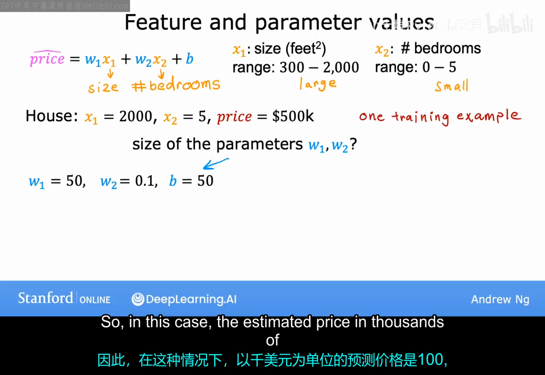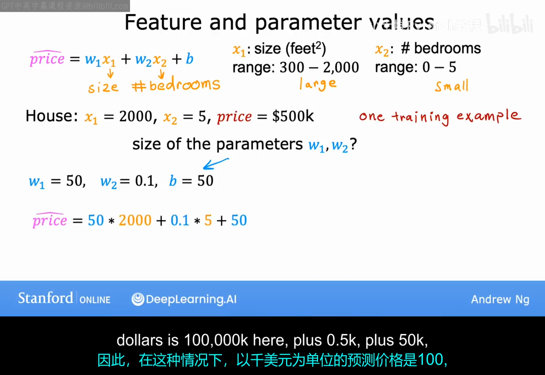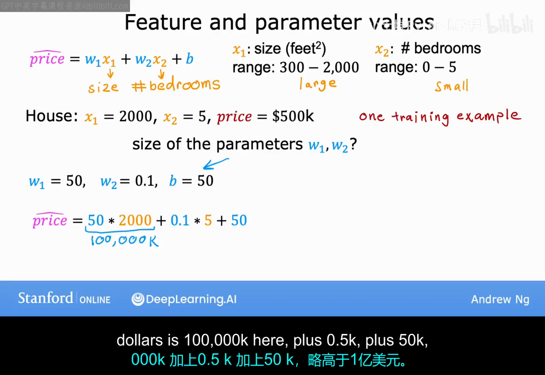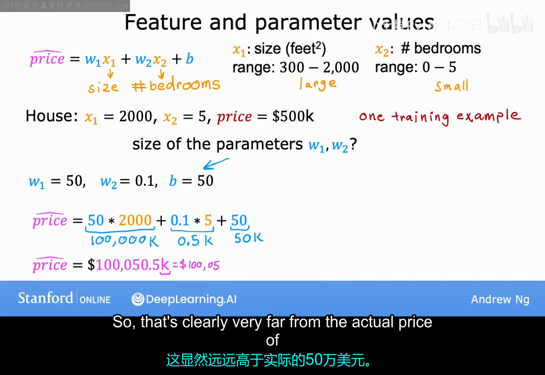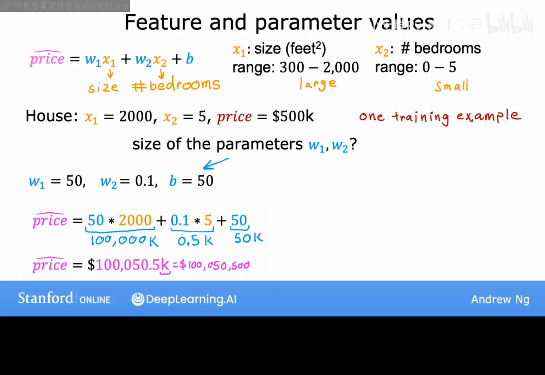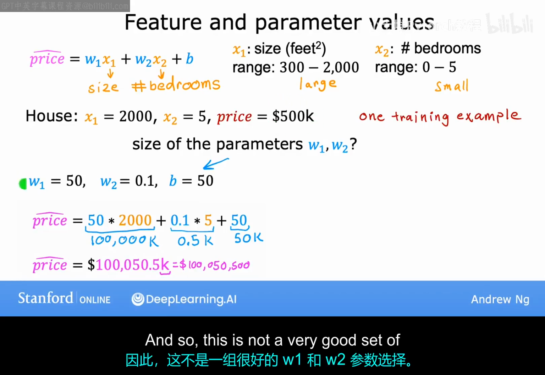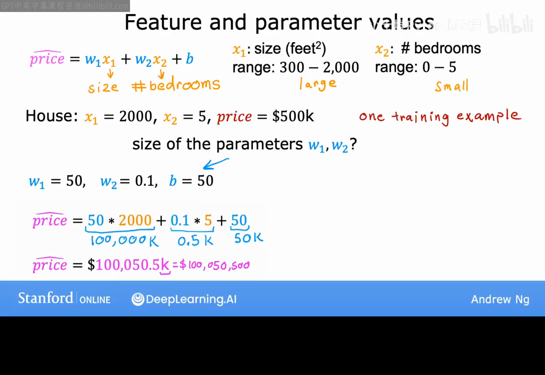So in this case, the estimated price in thousands of dollars is 100,000K here plus 0.5K plus 50K, which is slightly over $100 million. So that's clearly very far from the actual price of $500,000. And so this is not a very good set of parameter choices for W1 and W2.